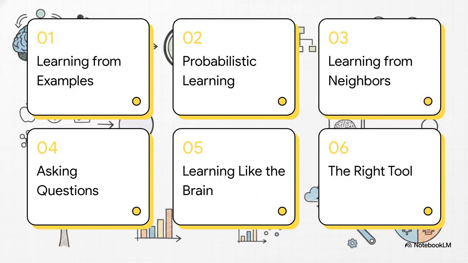So, here's our game plan. We'll start with the biggest idea of all, learning from examples. Then we'll check out a few different flavors of learning, through probability, by looking at your neighbors, and even by asking a bunch of questions. We'll also get a quick peek at how machines can learn like a brain, before we wrap it all up by figuring out how you choose the right tool for the right problem.